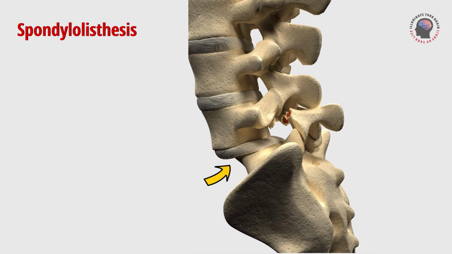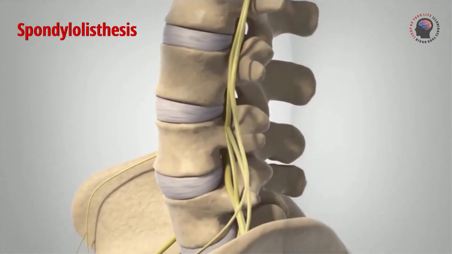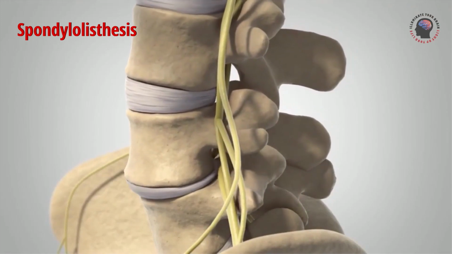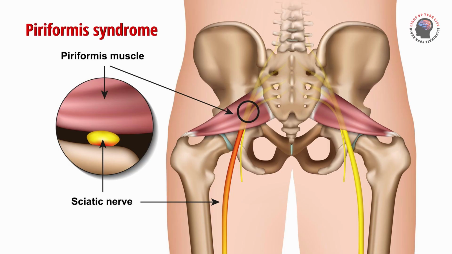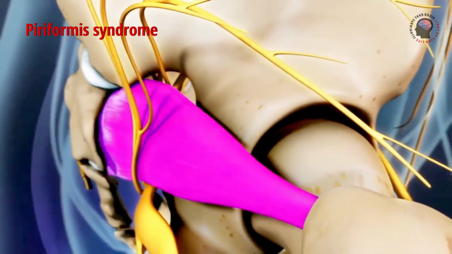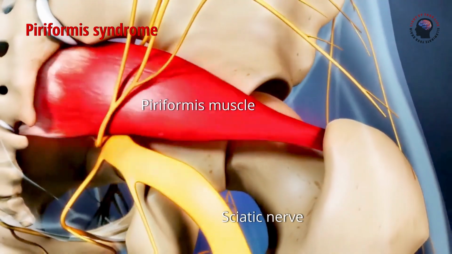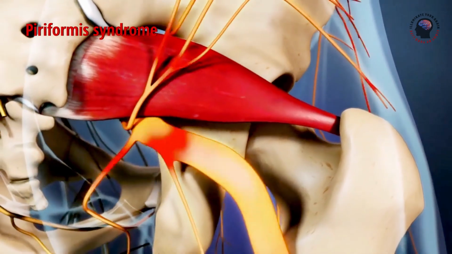Spondylolisthesis. Spondylolisthesis is a displacement of a vertebra, in which the bone slides out of its proper position onto the bone below it. Piriformis syndrome. Piriformis syndrome occurs when the piriformis muscle compresses the sciatic nerve and results in inflammation.